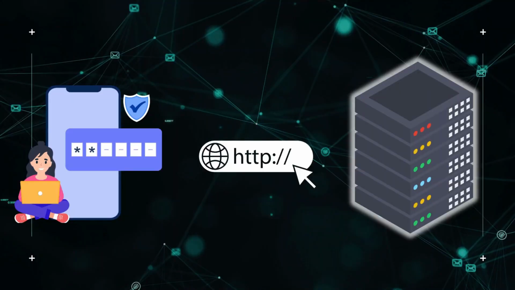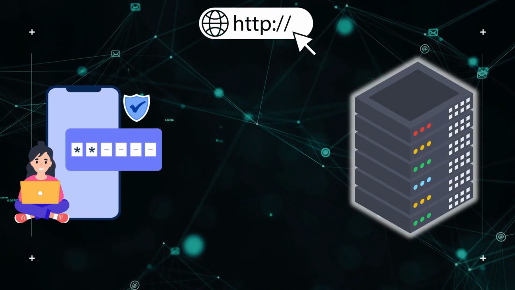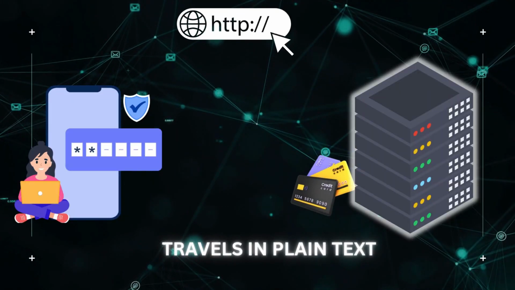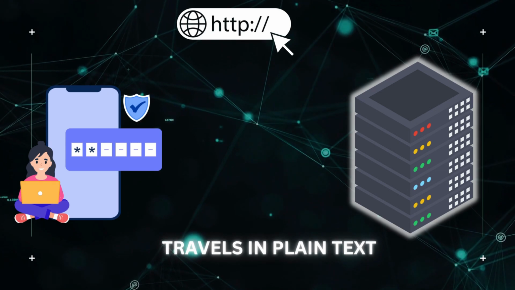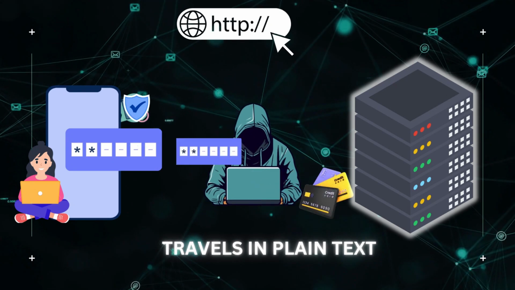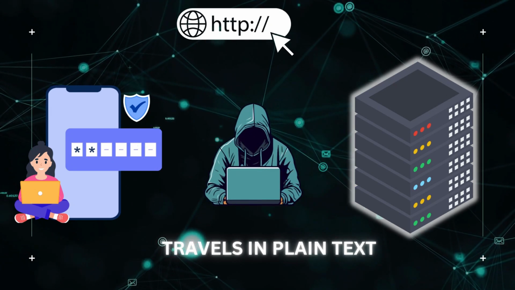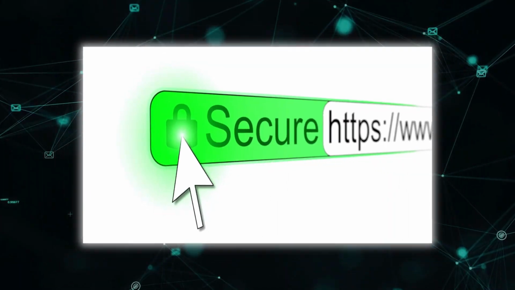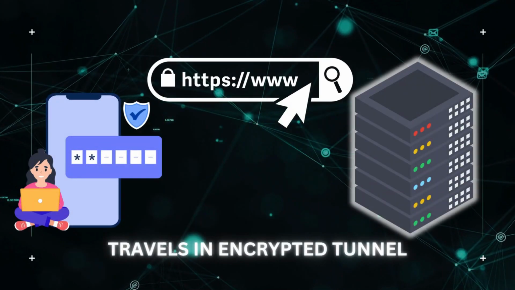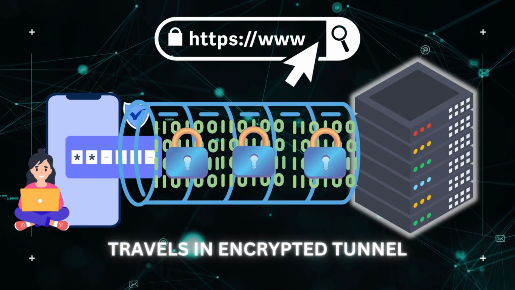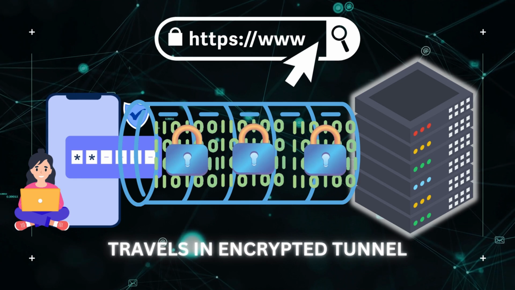When you connect to a website over HTTP, everything you send, be it your password, your credit card details, or any personal information, travels in plain text. That means that anyone on the network can see it, including attackers. But with HTTPS, SSL and TLS create an encrypted tunnel between your browser and the server. This makes it nearly impossible for attackers to eavesdrop on your data.